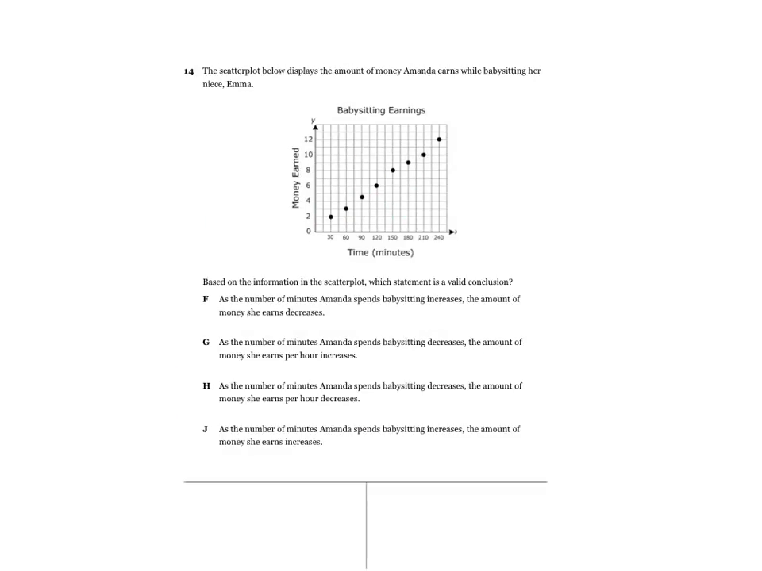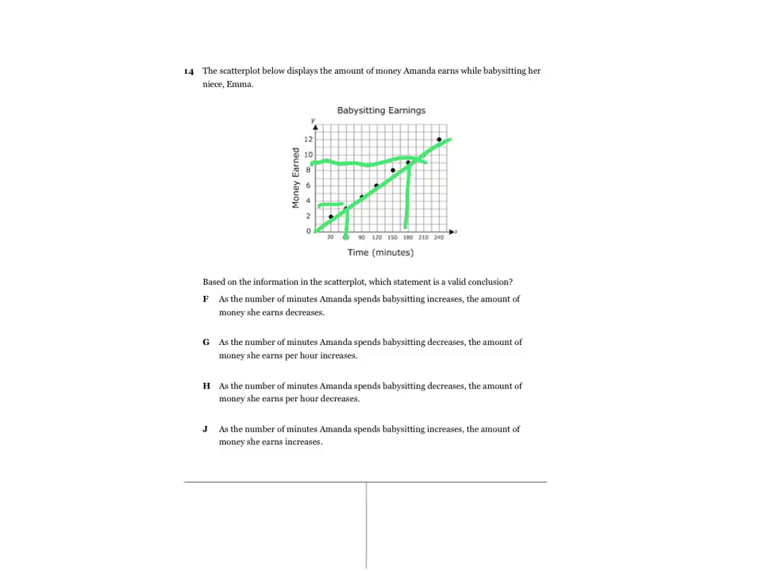Number 14, it looks pretty simple, but it can also be kind of tricky. If you look at it, we clearly have a positive association here. What's happening is Amanda, I think, is babysitting here. So as the time goes up, the amount of money that she makes is going up, but not the amount of money that she's making per hour. So you've got to be careful with some of these answer choices.